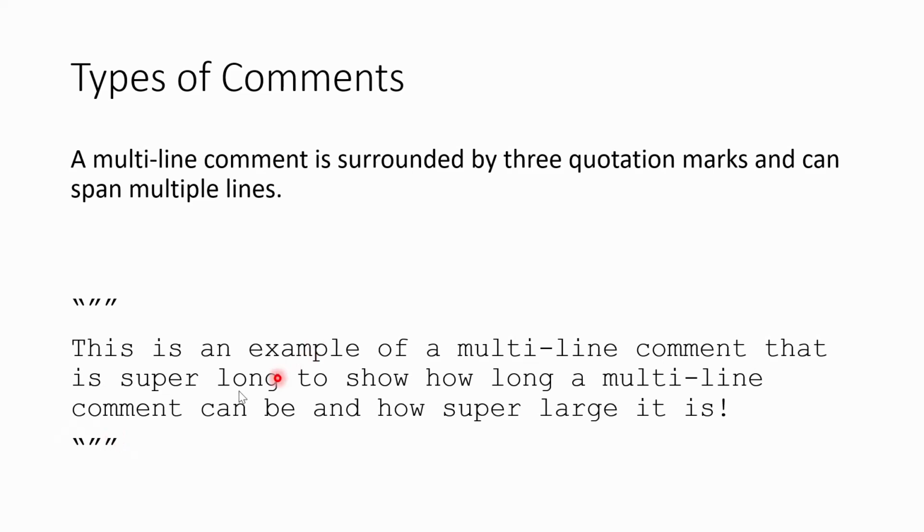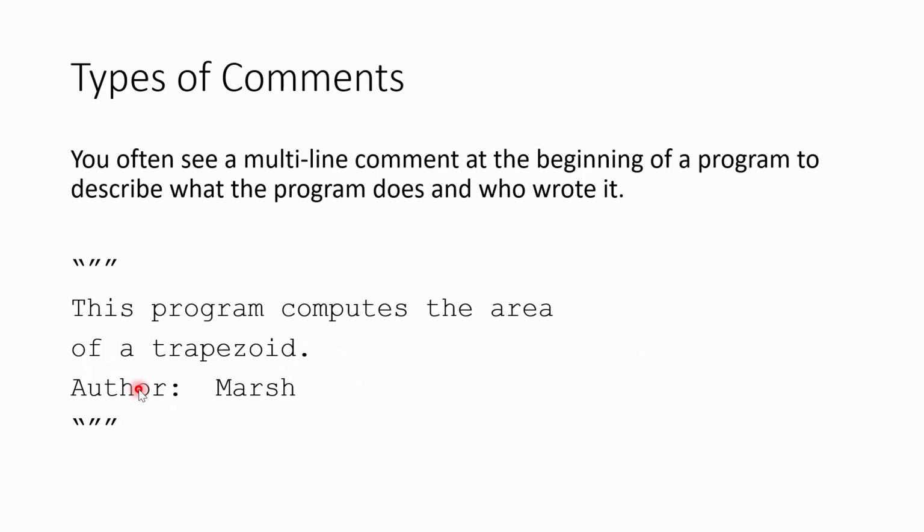So this is usually used for multiple lines. Maybe you have a long paragraph to type in. Maybe you have a lot of information to use. Some people will put it at the beginning of their program to describe what the program does and who wrote it. It's very common to have an author line at the top of your program, just because consider the fact that most programs are updated.